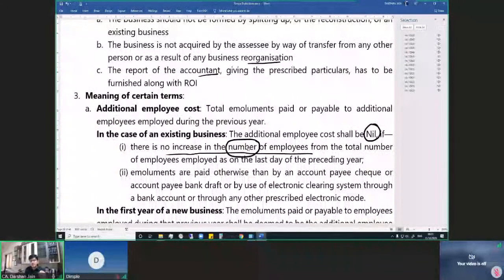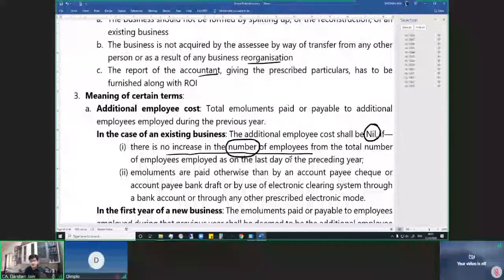So this is what I was talking of. There should be real growth in the number of employees. If there is no growth in the employees and you are expending only on salary, and the salary cost has increased, no deduction would be available under 80JJAA.